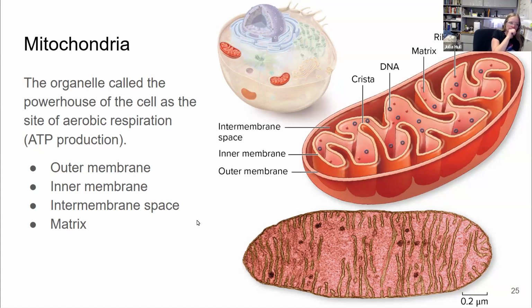Okay. This is where we are going to see the site of aerobic respiration. This is how ATP is going to be produced most effectively in eukaryotic organisms. Again, the structure of the mitochondria is closely related to its function. If we did not have this particular structure, we wouldn't be able to do the function. So let's take a minute to look at this.